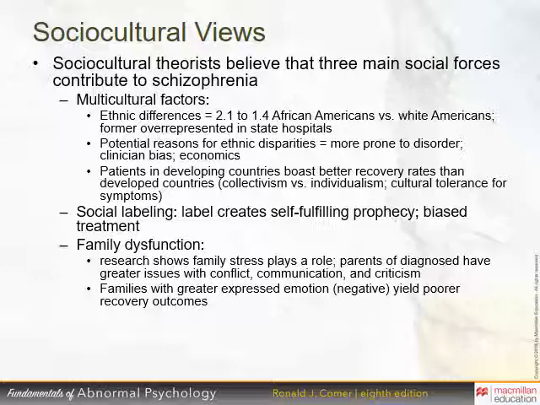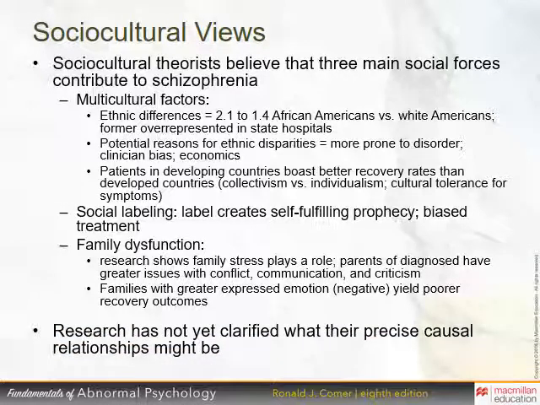We've seen this come up pretty regularly as well with other disorders we've discussed. So the research shows family stress plays a role, and that parents of people diagnosed with schizophrenia have greater issues with conflict, with communication, and criticism. Families with greater expressed emotion, so this is negative expression of emotion, particularly criticism, yield poor recovery outcomes for people diagnosed with schizophrenia. And the research hasn't clarified what their precise causal relationships might be, but we can see that there is one.